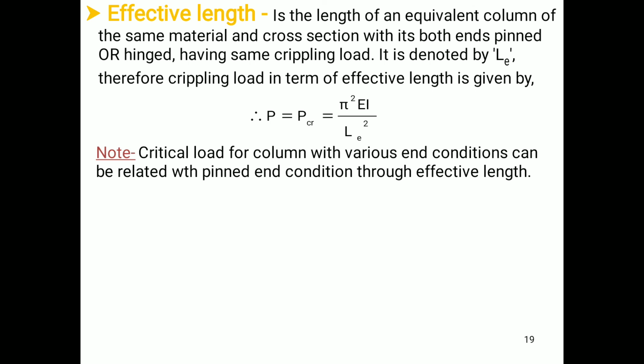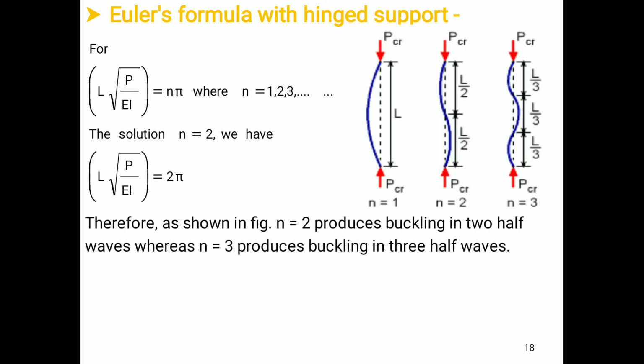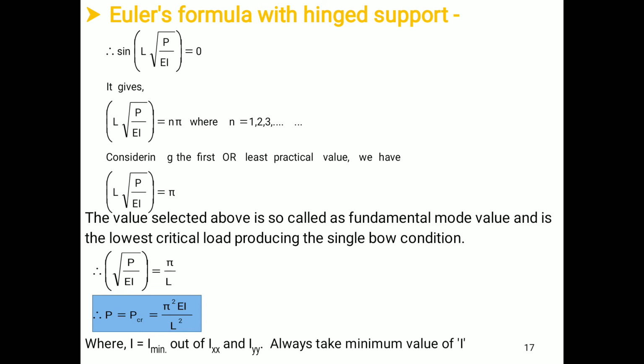So this is all about Euler's formula. The standard Euler's formula can be given by P is equal to, or P critical is equal to pi square EI upon L square. Everyone has to remember this particular formula.